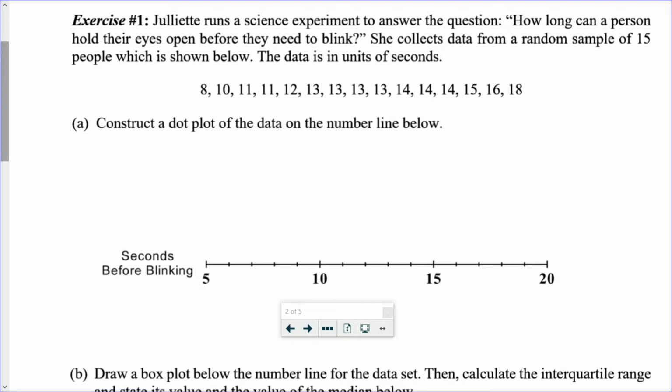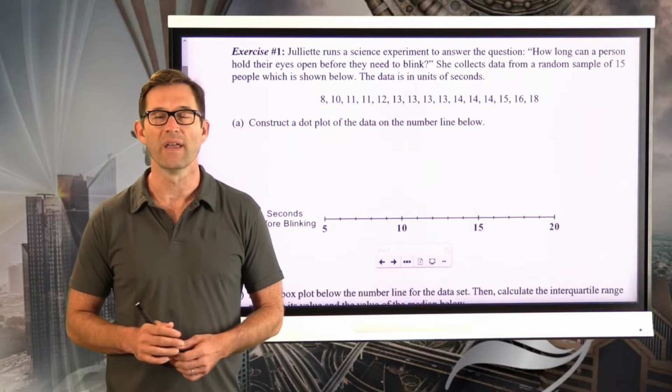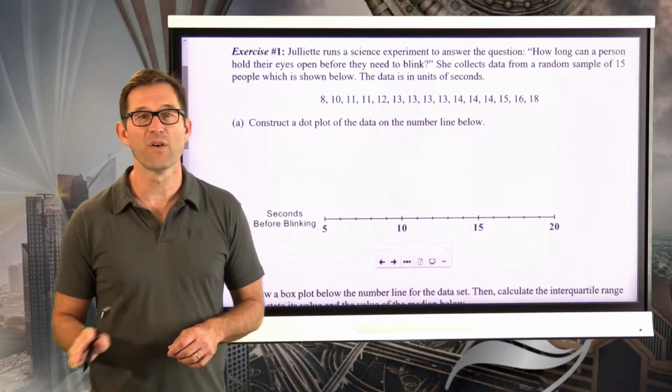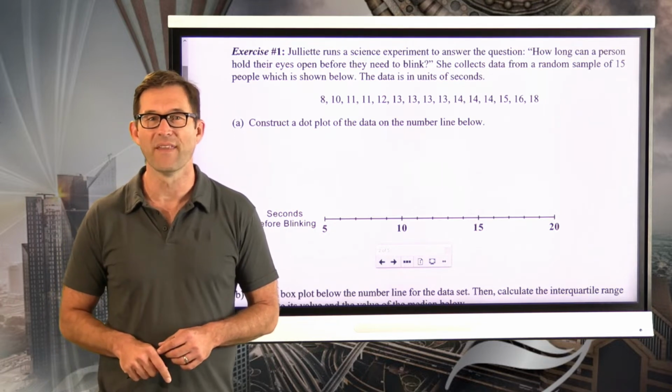Juliet runs a science experiment to answer the question, how long can a person hold their eyes open before they need to blink? She collects data from a random sample of 15 people, which is shown below. The data is in units of seconds. Letter A asks us to construct a dot plot of the data on the number line below. What I'd like you to do is pause the video for a moment and construct this dot plot. That should be pretty easy.